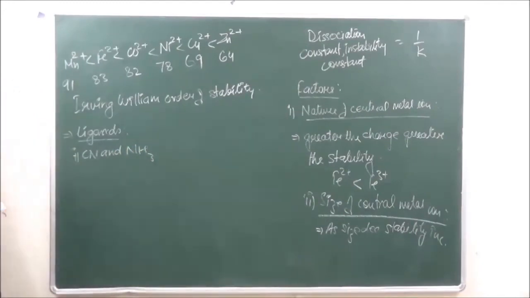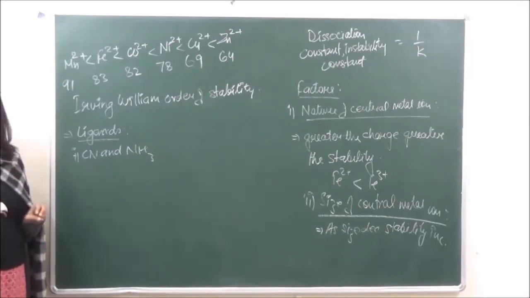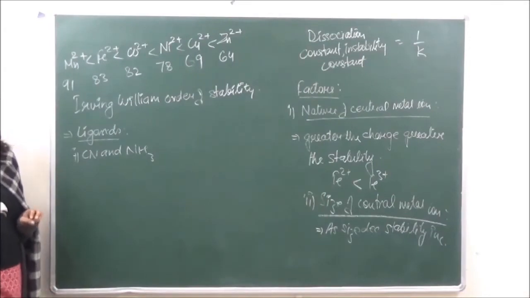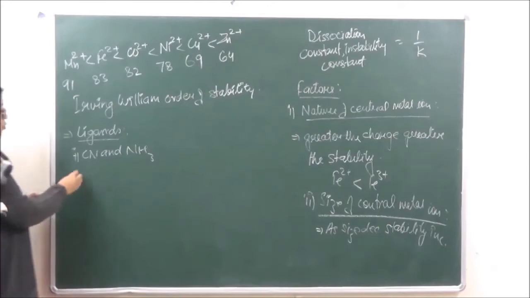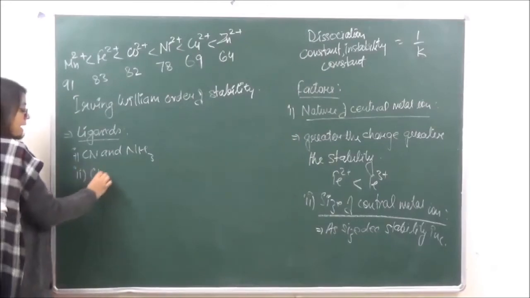Cyano and amine are going to be far more stable than those of halide ions. So it means that the strong field ligands are going to form stable coordinate complexes. Okay? For number two, the chelating ligands.